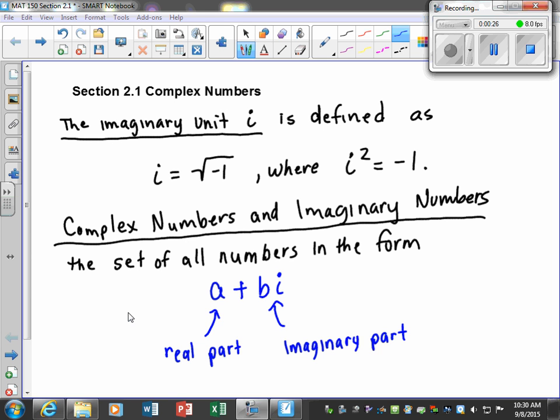The next thing we're going to introduce you to is the complex numbers and imaginary numbers. The complex numbers are the set of all numbers in the form a plus bi, where a and b are both real numbers. This is the real part of the complex number and this is the imaginary part.